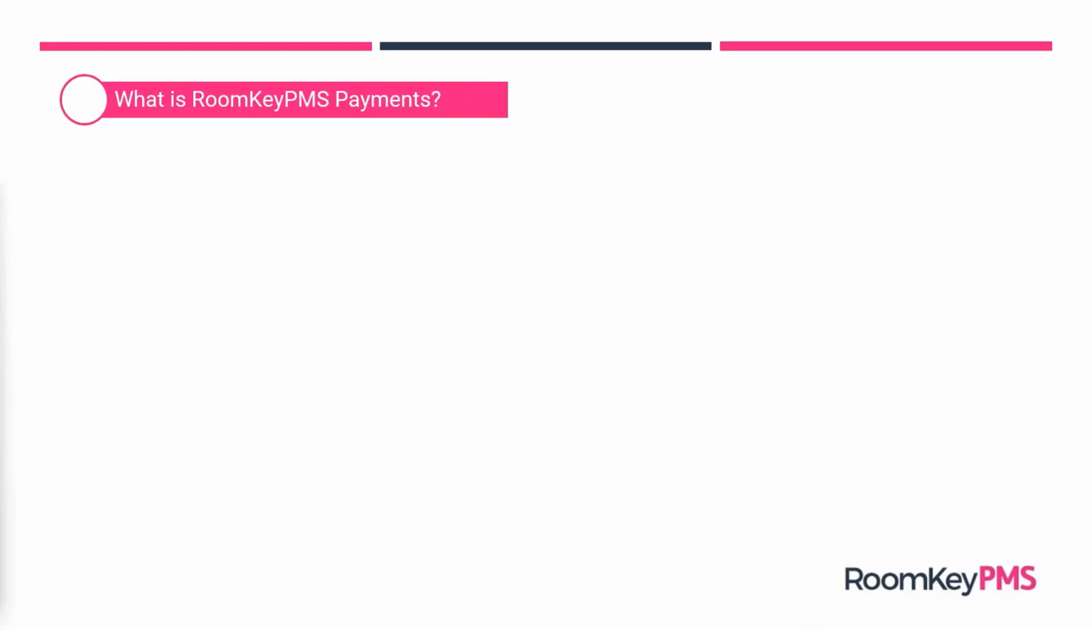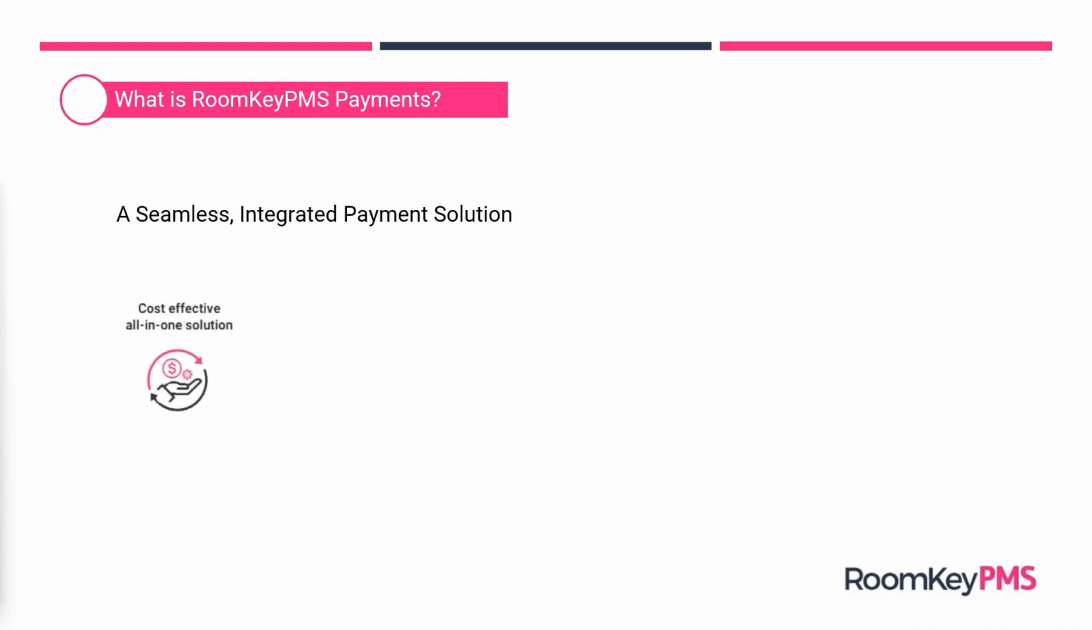So let's jump into our topic for today. That is RoomKeyPMS payment. For us, we want to define our product as a seamless integrated payment solution for our clients. So for example, we do offer credit card tokenization and chip and PIN EMV devices. So this makes it an all-in-one solution.